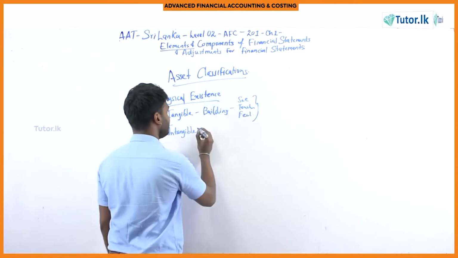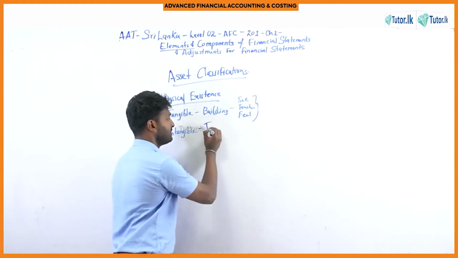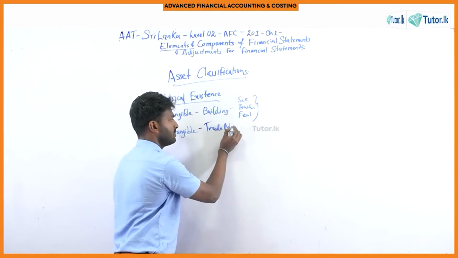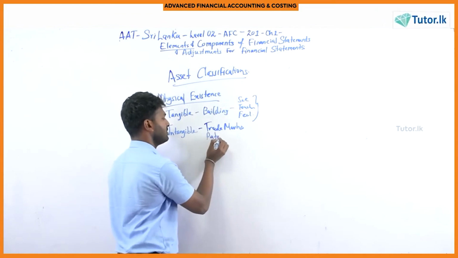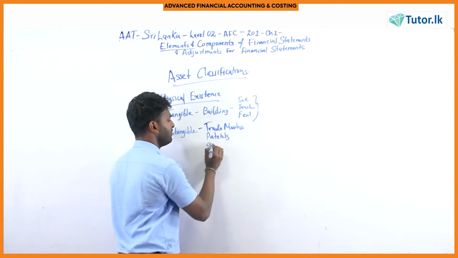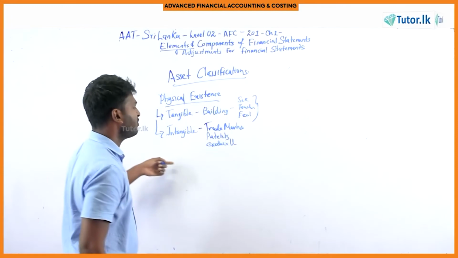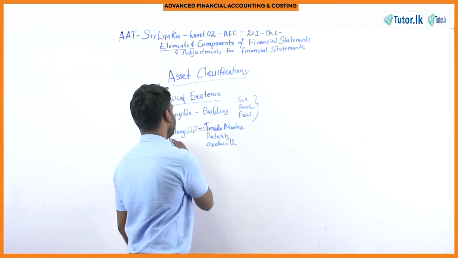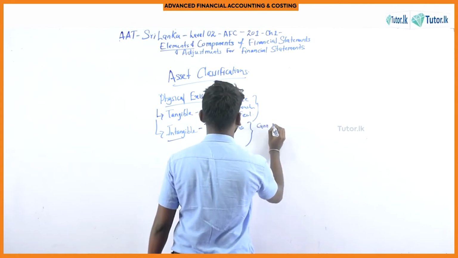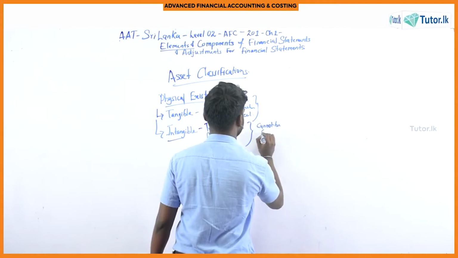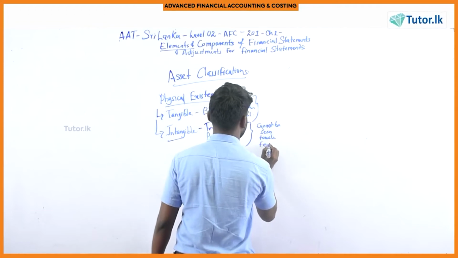So when it comes to intangible, it is trademarks, patents, or goodwill. Now don't worry about these terms, you will later learn how these are incorporated into the financial statements, but these are intangible. It cannot be seen, touched, or felt.